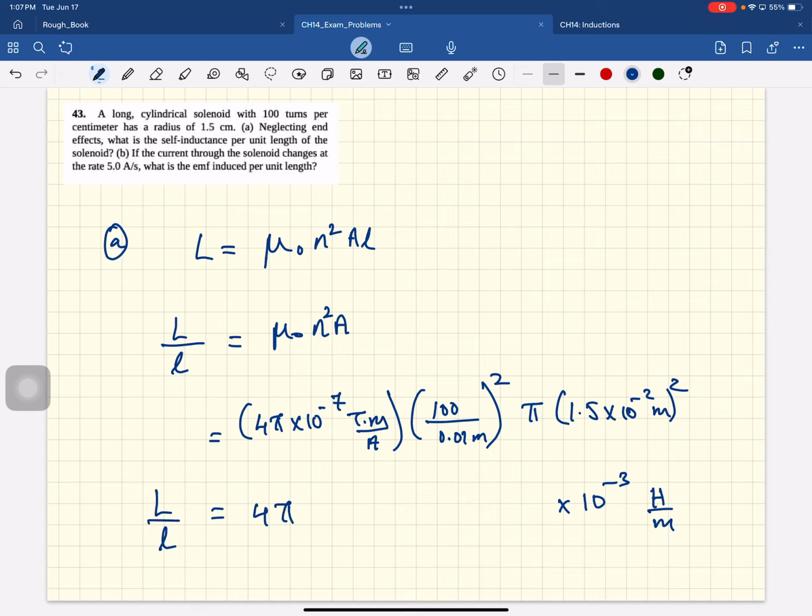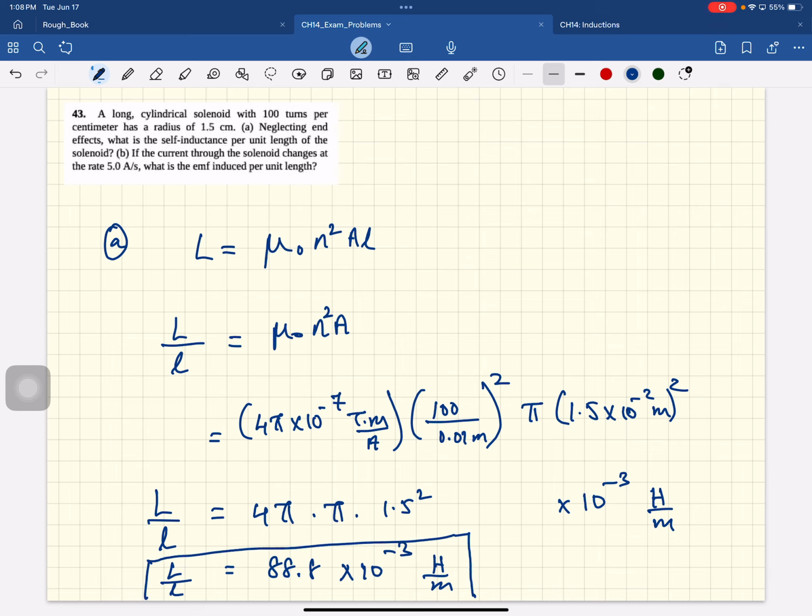4 pi, there's another pi, and then 1.5 squared. Okay, so 88.8 millihenry per meter.